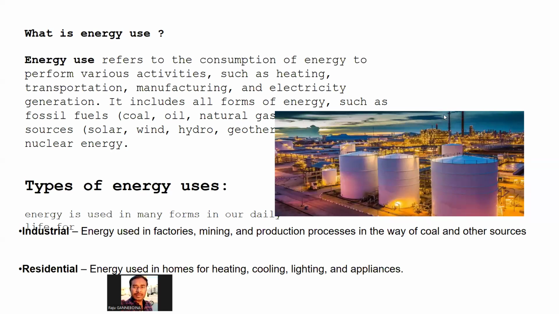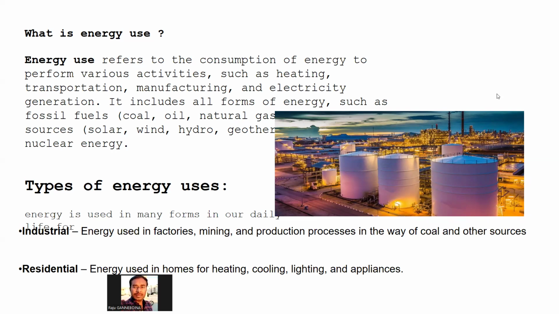First of all, directly going into how things influence each other, we are going to talk about what energy use is. Energy use refers to the consumption of energy to perform various activities such as heating, transportation, manufacturing, and electricity generation. It includes all forms of energy such as fossil fuels, coal, natural gas, solar energy, and other sources. Next, we're going to discuss the types of energy use.